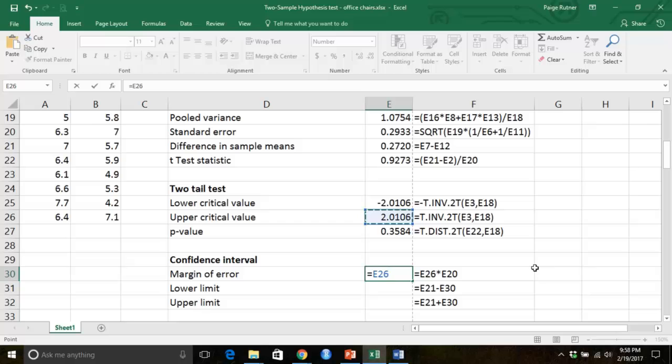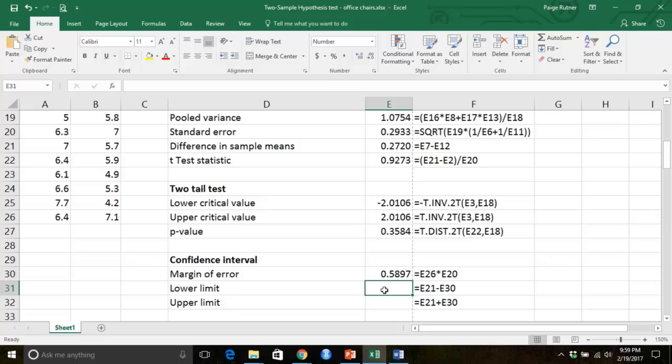So let me go back to Excel, and I can compute my margin of error by taking the upper critical value. I want the positive number just because it's a little easier for the computations. I multiply that by the standard error that we had computed above. That gives me a margin of error of 0.5897 minutes, almost 0.6 minutes.